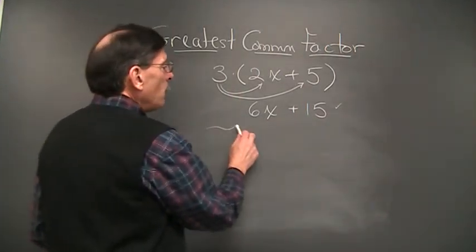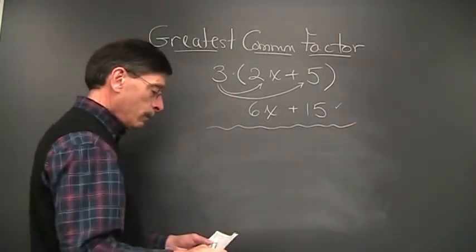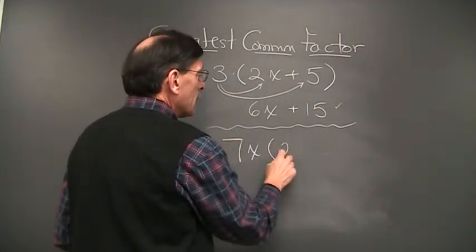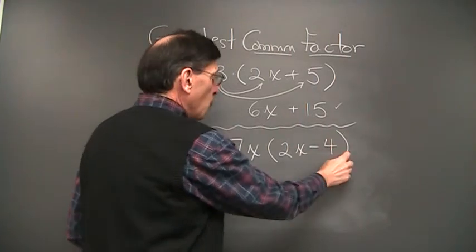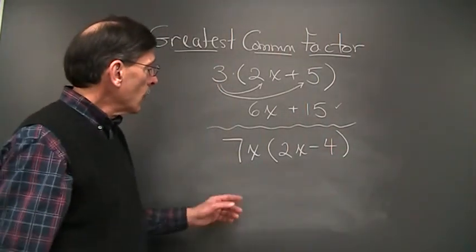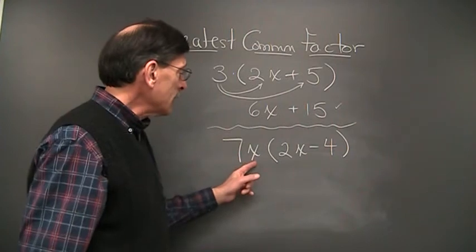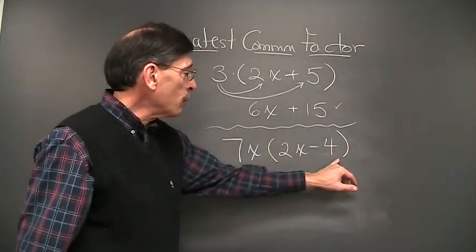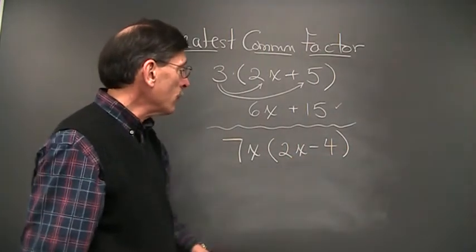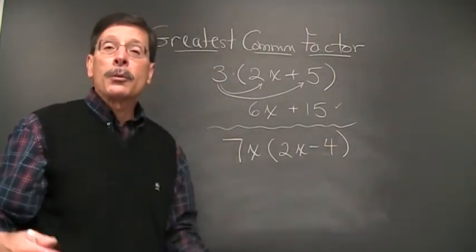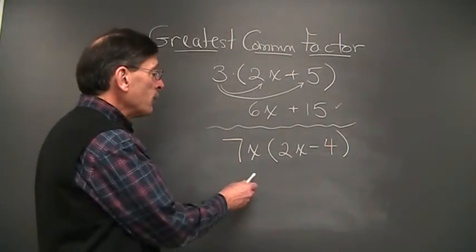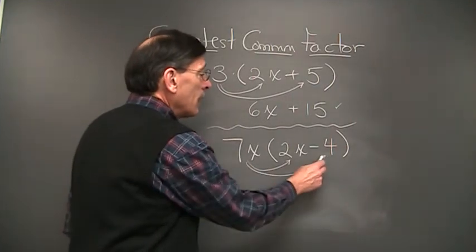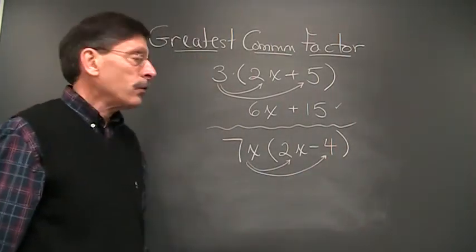As a second example, let's suppose we multiply 7x times 2x minus 4. Now in this case, 7x is a common factor, and I have a binomial in parentheses, 2 terms in parentheses, and to simplify, to remove the parentheses, I apply the distributive property again, which means I take this 7x and I multiply it times each term in parentheses.